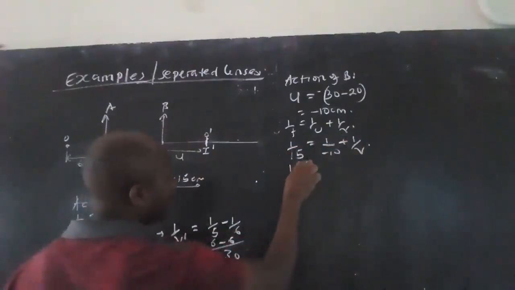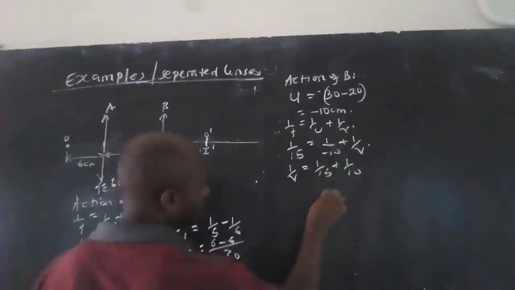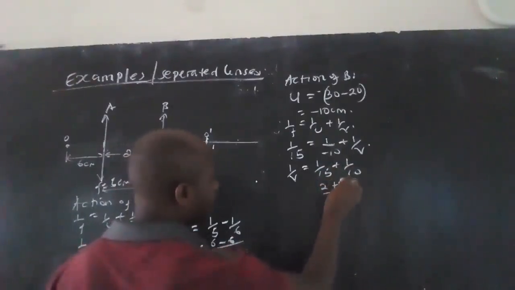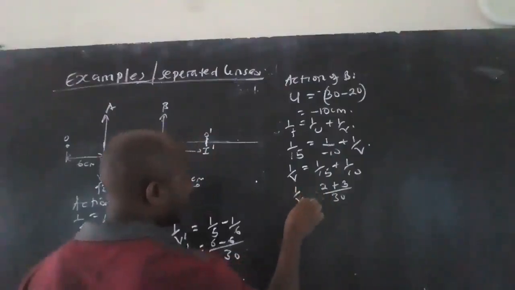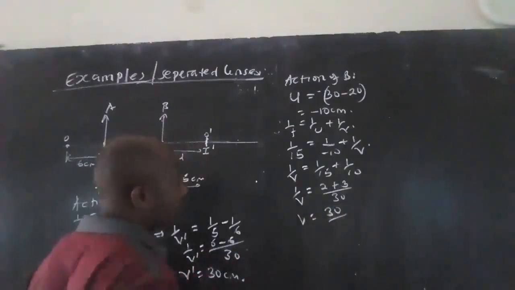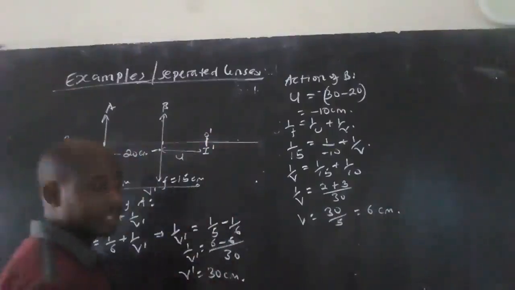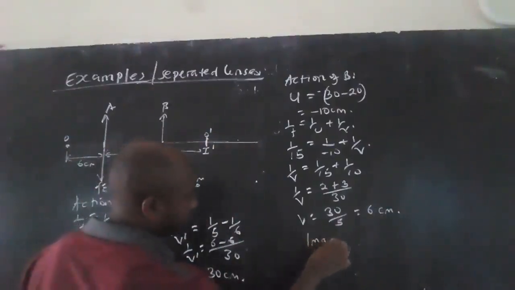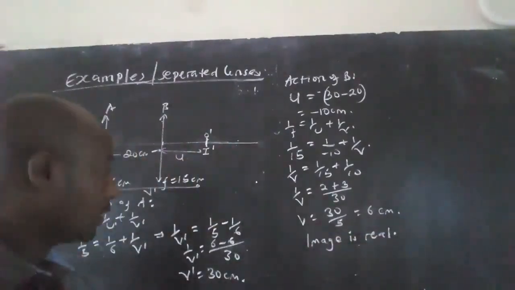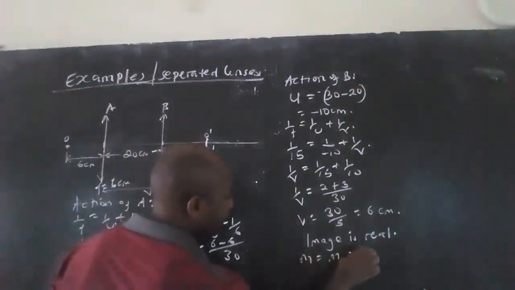So 1 over V will become 1 over 15 plus 1 over 10. This is 2 plus 3 over 30, that's 1 over V. So V will become 30 over 5, which gives us 60 centimeters. Then we shall now say that this image is real. That's the nature.